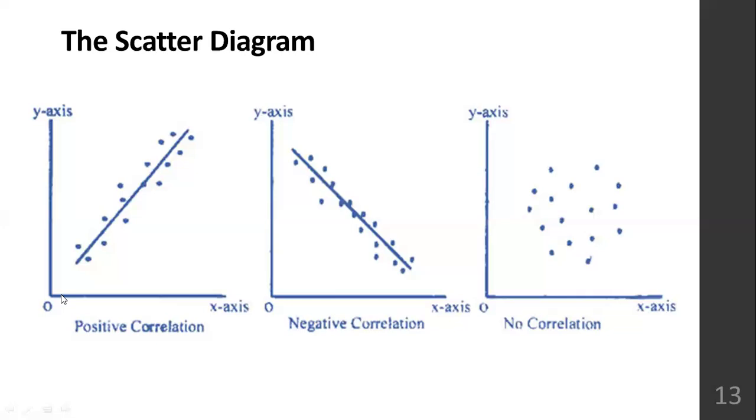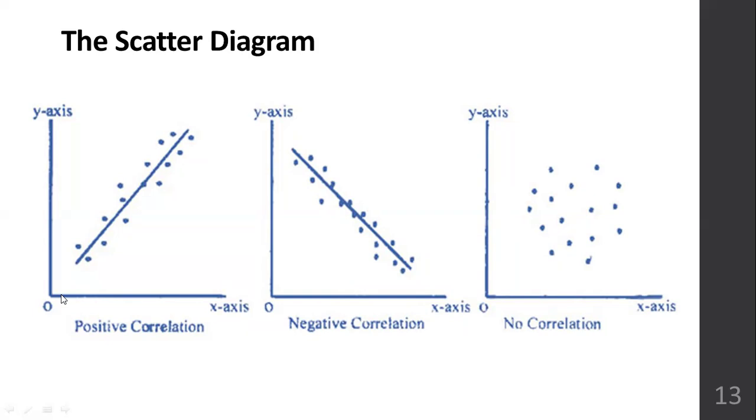Then comes negative correlation. When one variable is increasing, the other will decrease. For example, the more time you spend working out, the more weight you will lose. The more days you spend working out, the more weight you will lose. So the time period of working out is increasing, but the weight is decreasing. On one axis it is increasing, on the other it is decreasing. That is negative correlation. All the points are coming downwards.